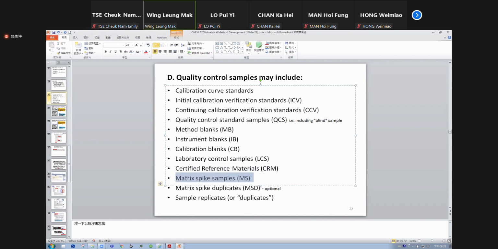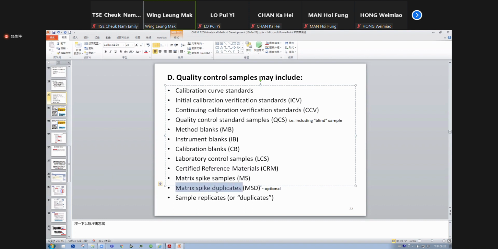Matrix spike. This means you are adding some of the target analyte to your sample and seeing whether you can get it back with the matrix. That means the matrix effect should be minimized. Okay?